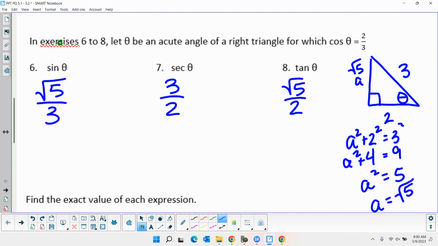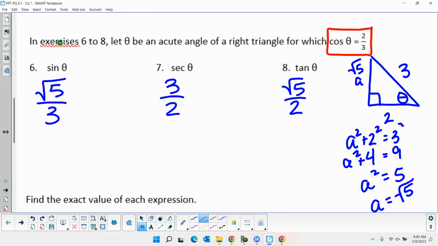So draw your picture from the information you're given up there, and then answer the 3 questions with that same picture. So 5 through 8 are basically the same type of problem, right? Questions?